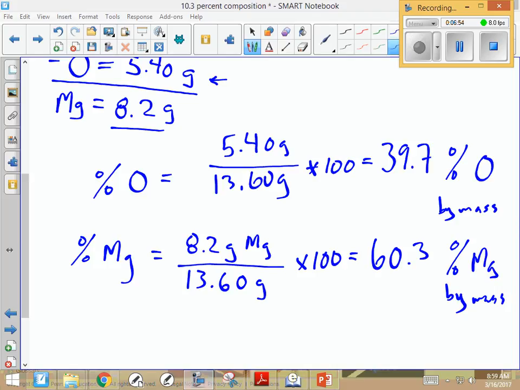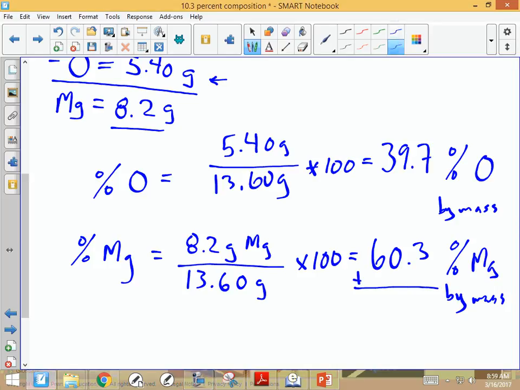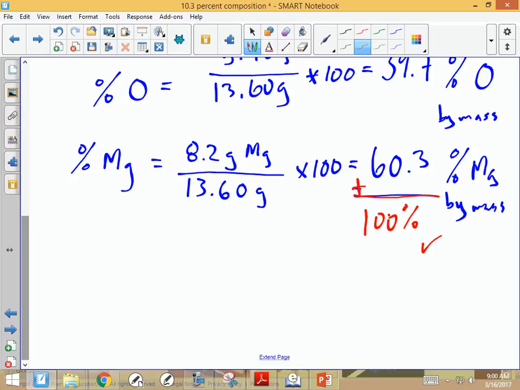We check by adding. Let me do that in a different color just so we can see it. By adding 39.7, that's the oxygen percent, plus 60.3, and we get 100%. So we know that our answer is likely correct. Now, you could do problems number 33 and 34 on page 326.